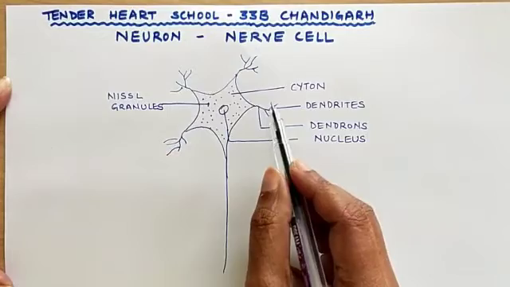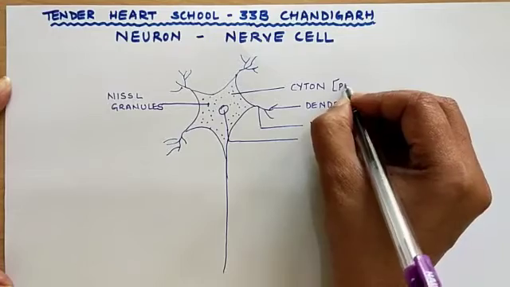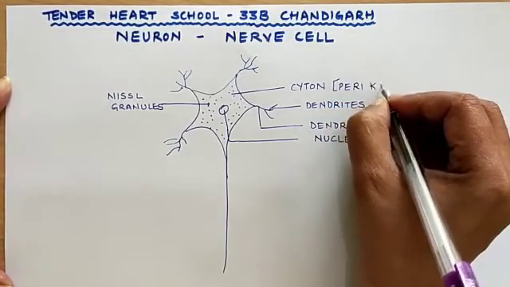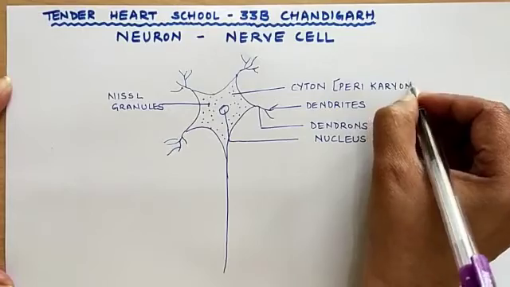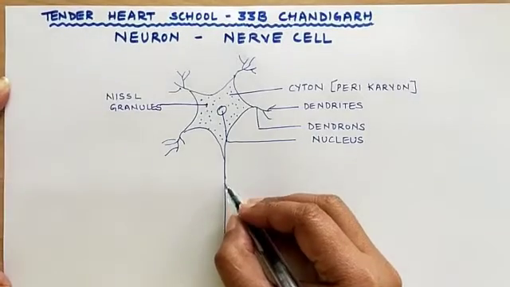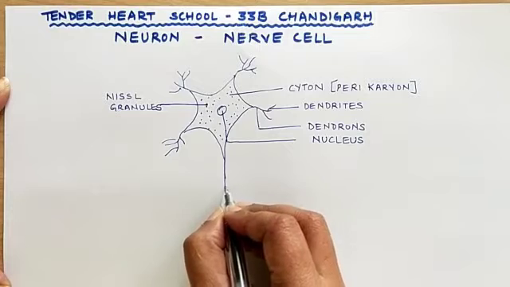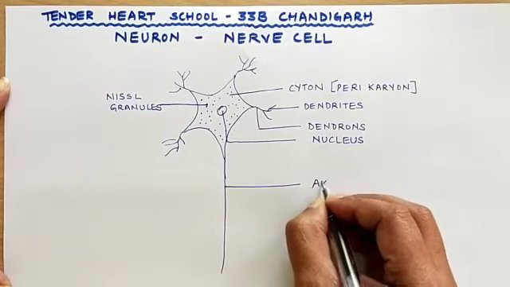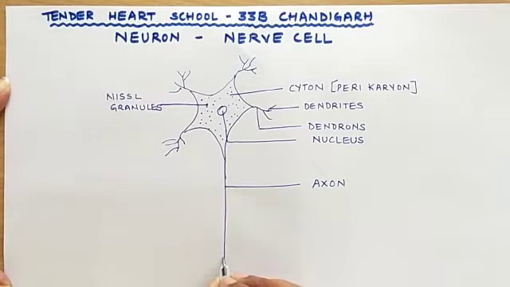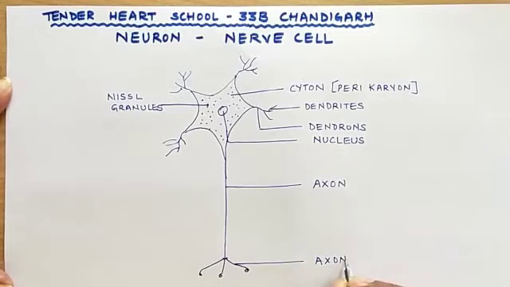So this is our cyton. Cyton is also called the perikaryon, the main cell body of the nerve cell. Further, one of the main branches which comes out from the cyton is called the axon. Axon, and these are the axon endings.